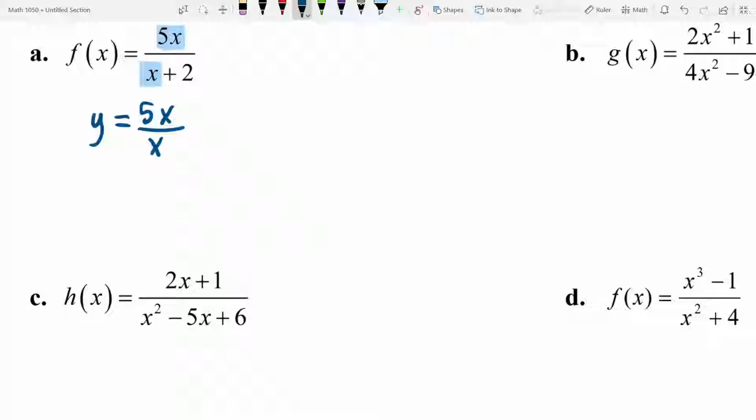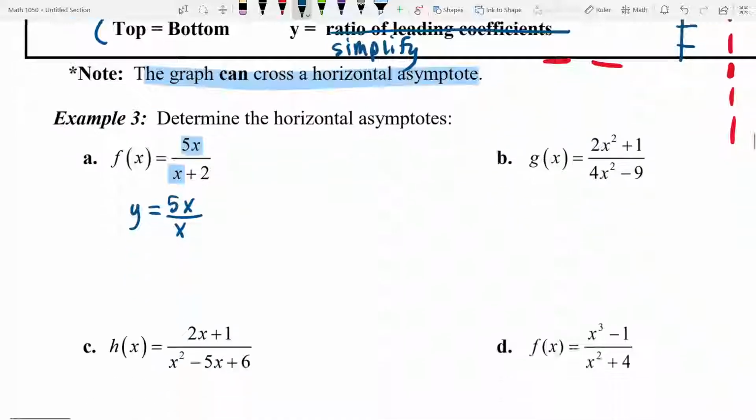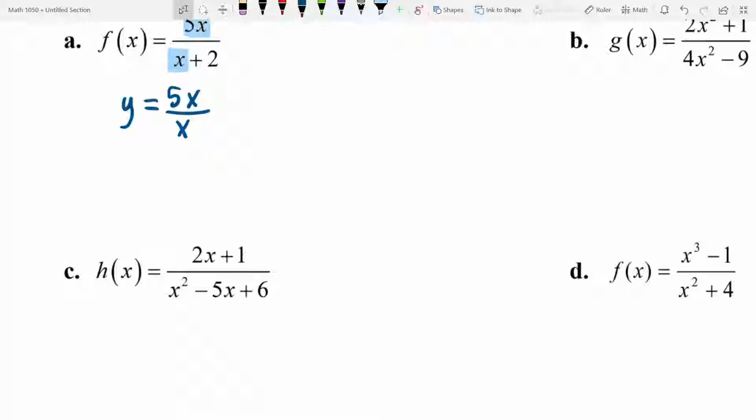That's the easiest scenario because look right here. If the top is equal to the bottom, y equals this ratio of leading coefficients. Just cross that out and simplify. That's all you have to do. So if you have 5x over x, everybody in the room tell me, can I cancel those x's? I can cancel the x's. So those x's go away, and my horizontal asymptote is y equals 5.